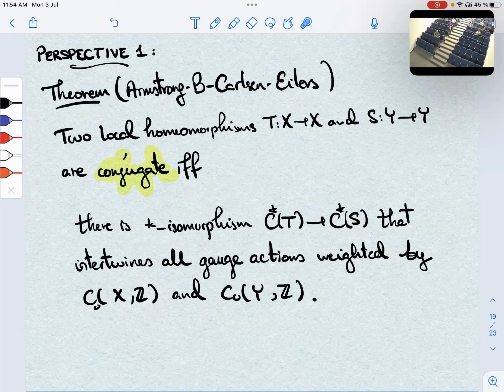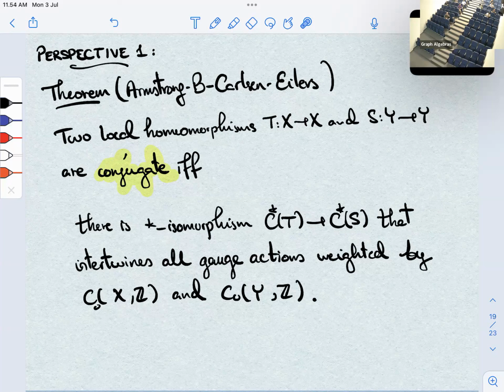And I should also say the previous theorem I mentioned about the orbit equivalence is also extendable to very general local homeomorphisms. And this was the work by Carlsen, Ruiz, Sims, and Tomforde that I briefly mentioned before.